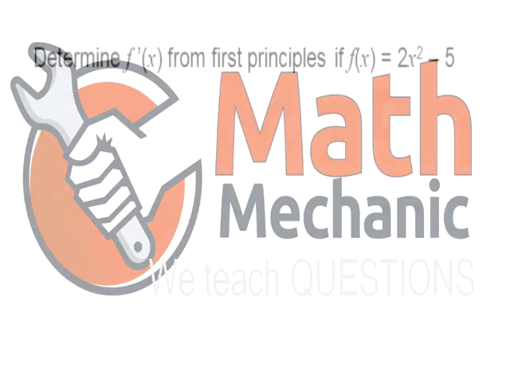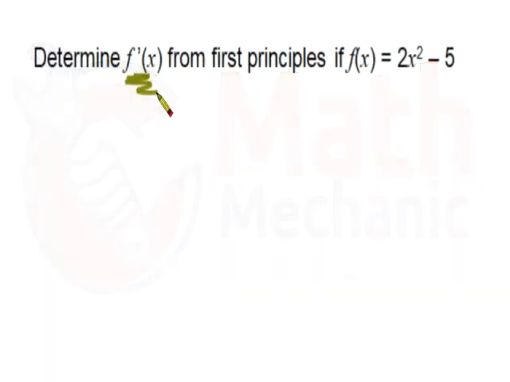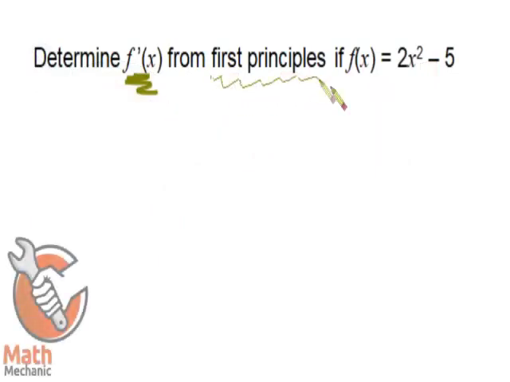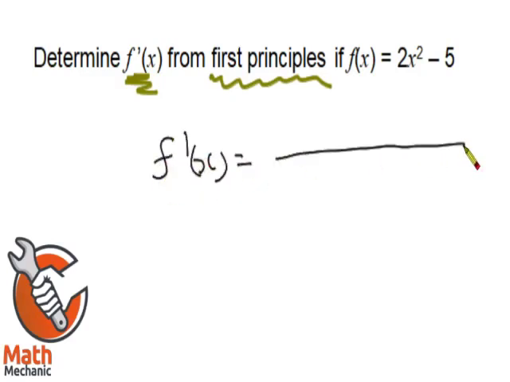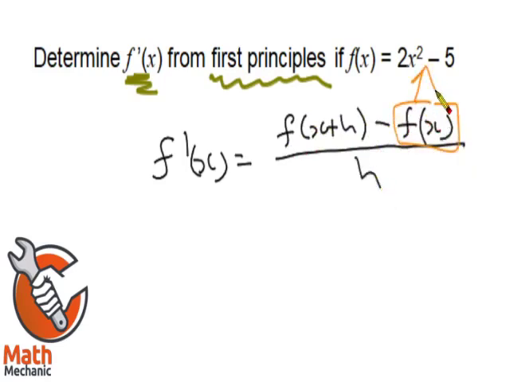We are required to find the first derivative, f'(x), from first principles. First principles is the keyword in this question, because the formula for first principles is this: f'(x) is equal to a fraction, and above the line you will have f(x + h) minus f(x), divided by h.